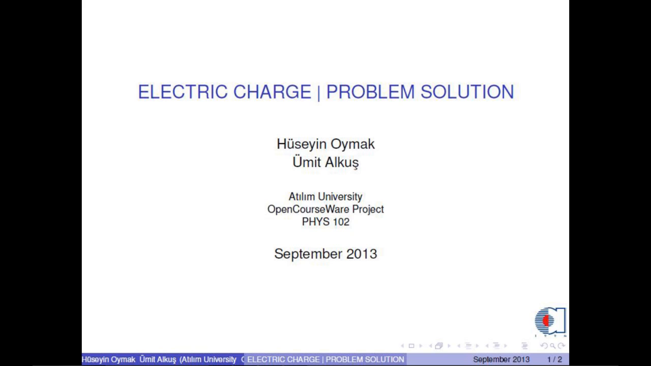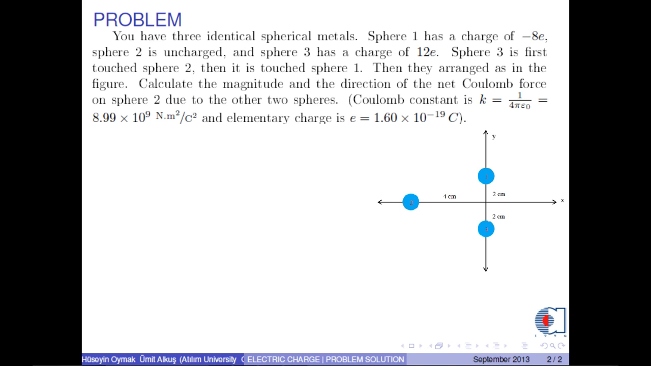In this video, we will solve one problem about electric charge. You have three identical spherical metals. Sphere 1 has a charge of negative 8e. Sphere 2 is uncharged. And sphere 3 has a charge of 12e.